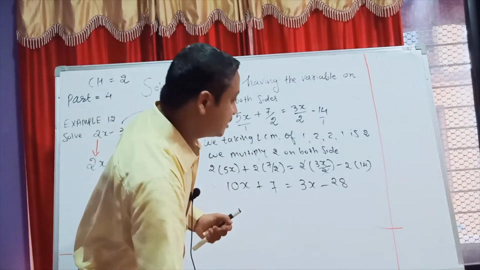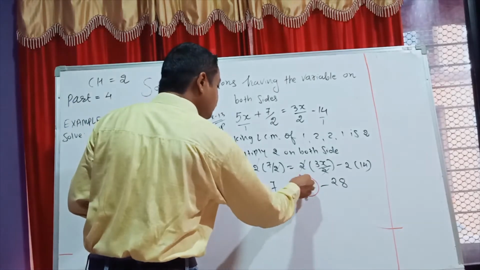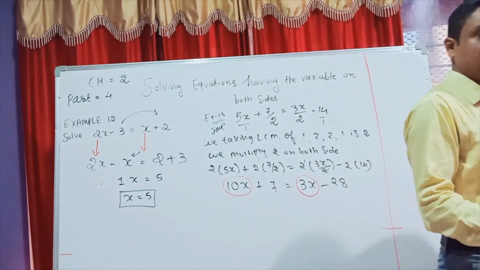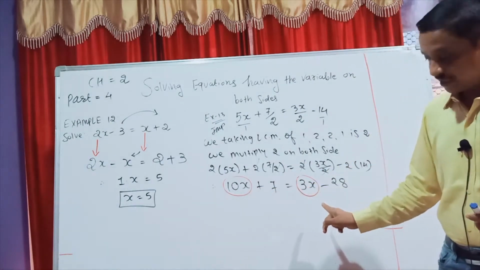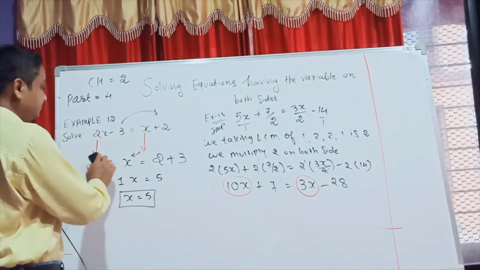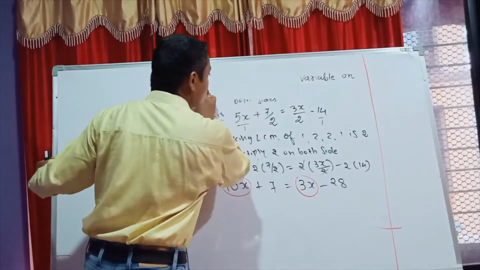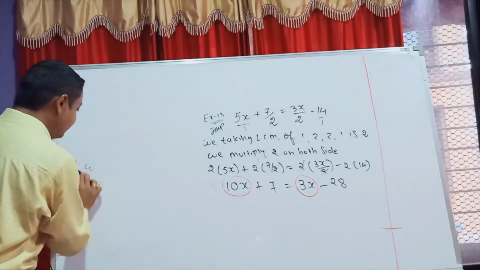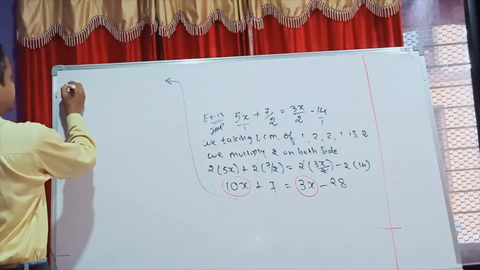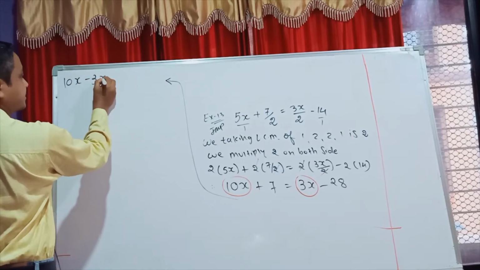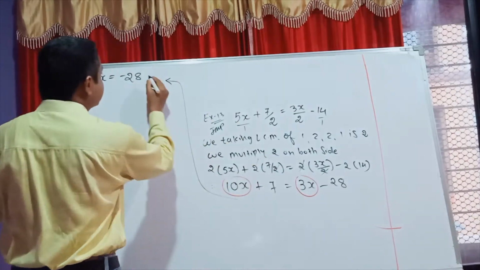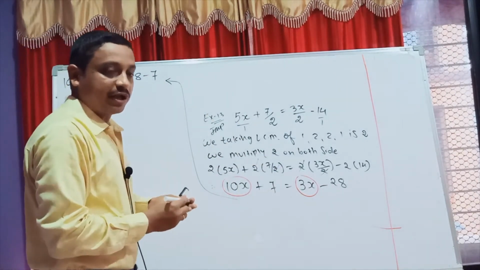Now look at that, students. These two are the variables, 10x and 3x. So you just carry forward the variables to one side, 10x and 3x, and on the other side our constants. So I calculate here by converting the variable to one side. So this step I write here. So 10x minus 3x and minus 28 as it is. But look at that, this plus 7 I convert left to right side. It is minus 7.